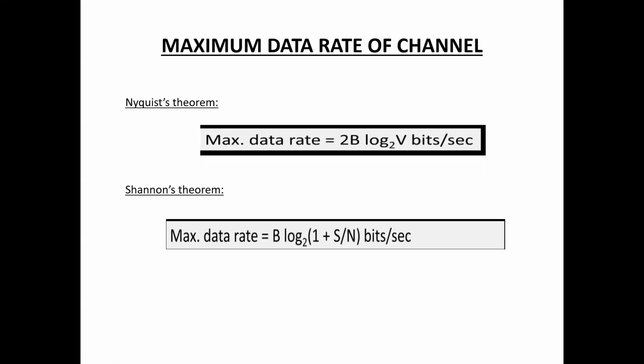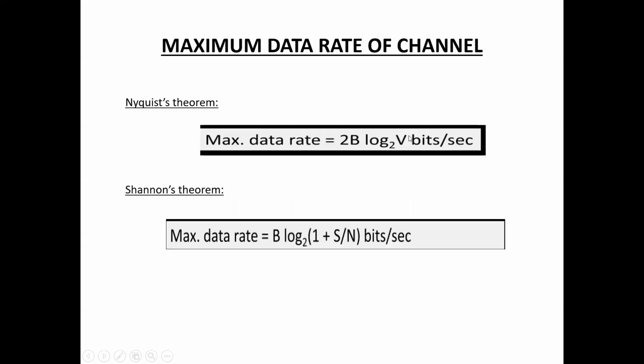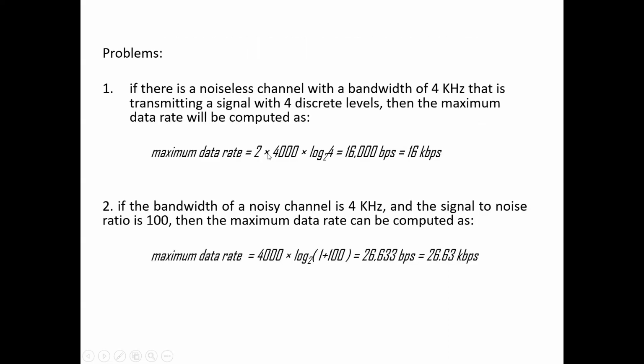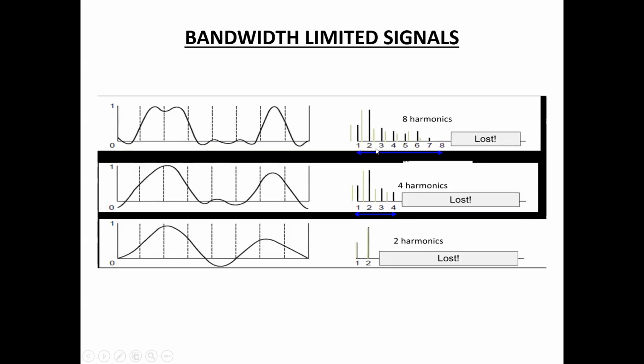Let us discuss the problems here. If there is a noiseless channel with a bandwidth of 4 kilohertz, that is B equal to 4 kilohertz, which means 4000 hertz. So B equals 4000. Transmitting a signal with 4 discrete levels, so the number of signal levels V equals 4. Substitute those values in the formula: 2 into B, that is 4000, into log base 2 V.